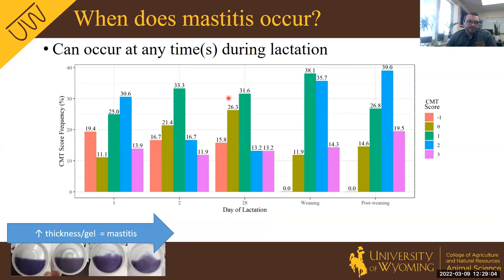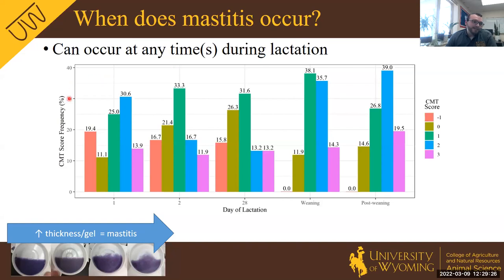When can mastitis occur in a lactation? Well, as I said earlier, bacterial mastitis is the most common type of mastitis, and there's always going to be bacteria around us. There's always going to be bacteria in the environment and in the lambs or kids as they suckle on their dam. So there's always risk of bacterial infection of the mammary gland.